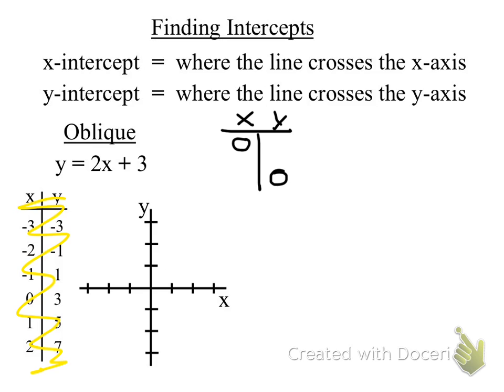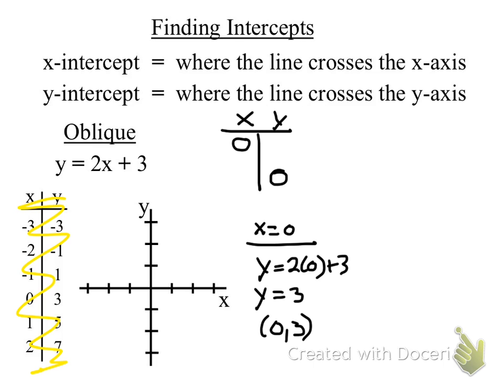The first one I'm going to do is where x equals 0. When x equals 0, y equals 2 times 0 plus 3. What does that y equal? 3. So the ordered pair is 0, comma 3. Is that 0 across, 3 up? Oh, it actually is.